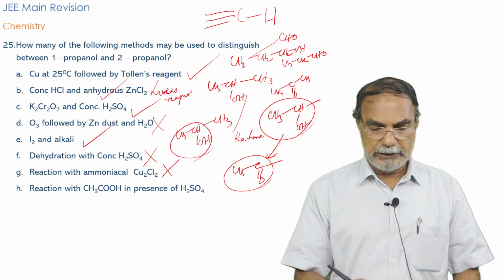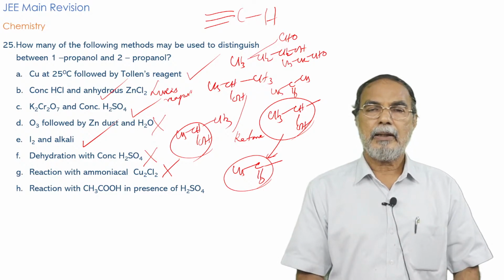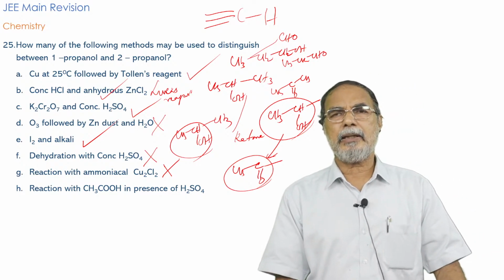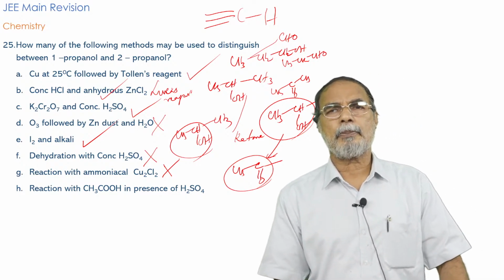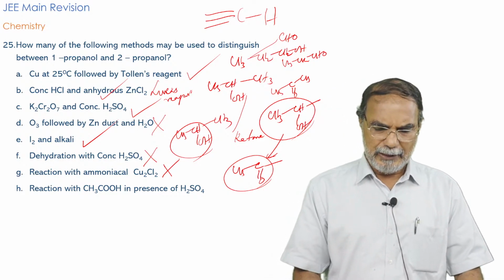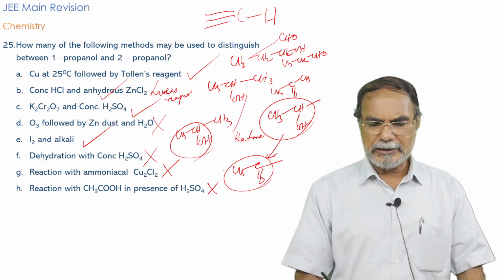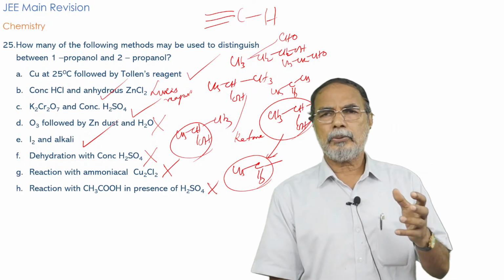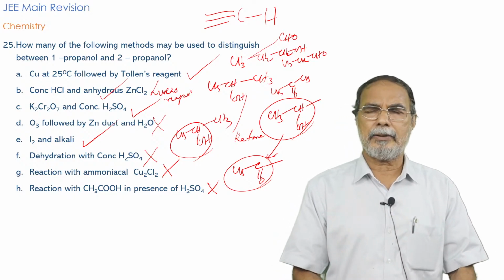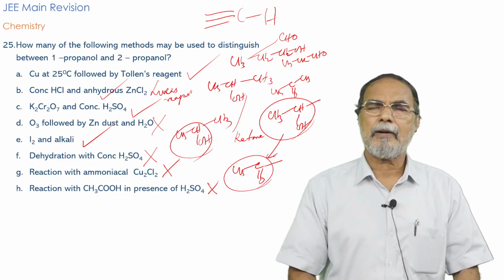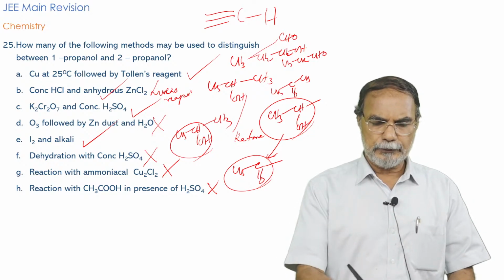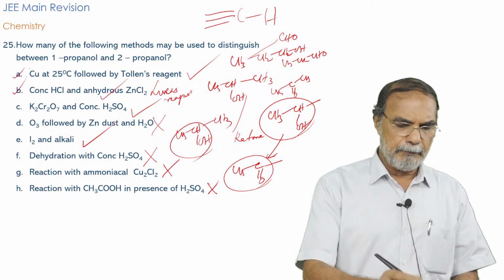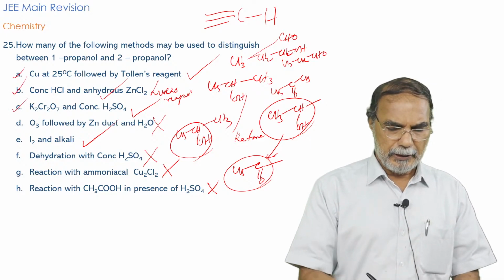And reaction with acetic acid in the presence of sulfuric acid will give the ester in both cases. But it is not that easy to differentiate the smell of the esters, normal propyl acetate and isopropyl acetate, and therefore this also cannot be used as a test. A test is something which can be used to differentiate the compounds very easily, not by any complicated procedure. So of the reactions given, A, B, then C and E.